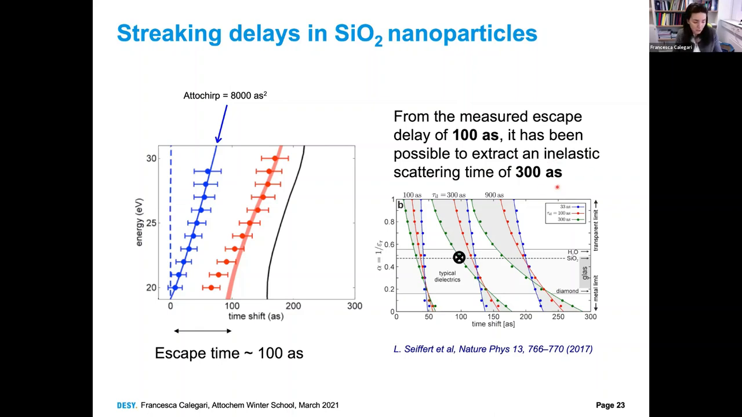So this is also another quantity that you can measure, not only the Wigner delay, which in this particular case has been neglected, but also, as I was saying, the delay which is induced by the transport, which is resulting in the case of the classical transport in elastic and inelastic scattering times. And in this specific case, we even got information about the inelastic scattering time inside the silica nanoparticle.